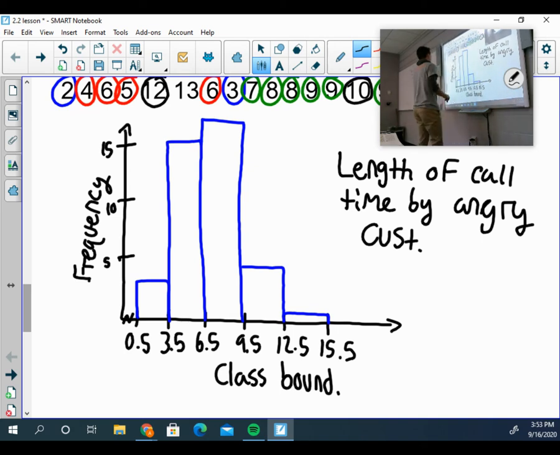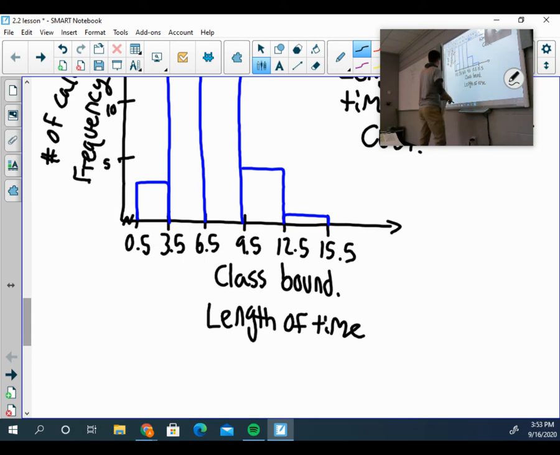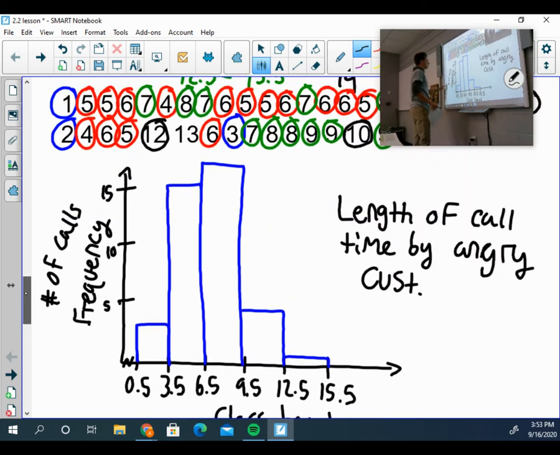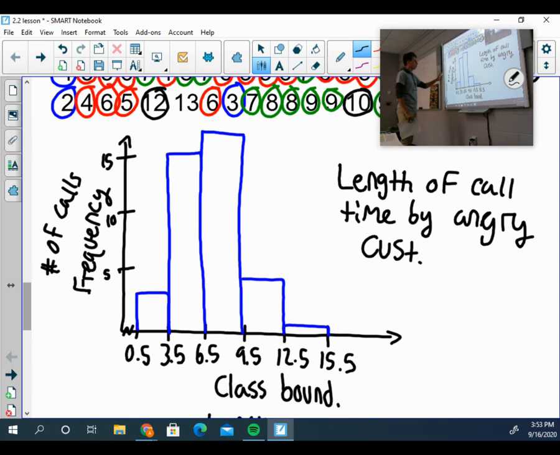My class boundary, or my frequency, number of calls, class boundary, length of time. And when you look at this graph, though it is hand-drawn, it is much more effective than looking at all those numbers. I can look at this and very clearly see that the majority of the calls made by this angry customer lasted between 3.5 minutes and 9.5 minutes.